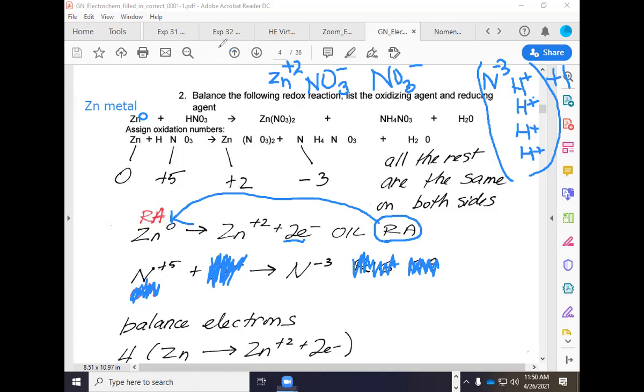Okay, then I'm looking at this one. I want to aim for a -3 on both sides. Okay, that's how I figure out I need 8 electrons. And I know the electrons are here on this side, so that's how I figure out the reduction is gain. And the oxidizing agent specifically is one of the reactants.